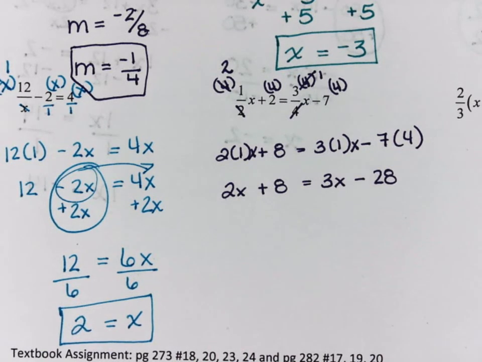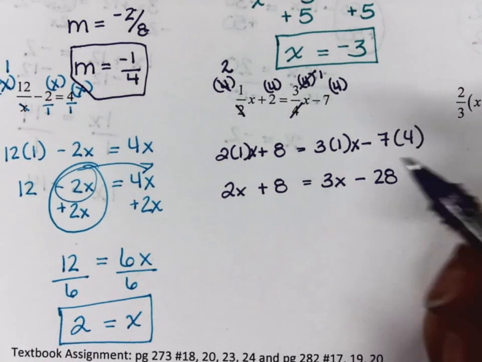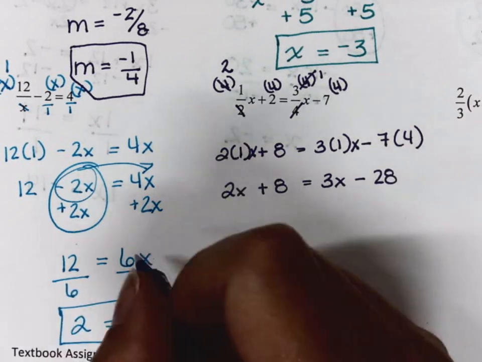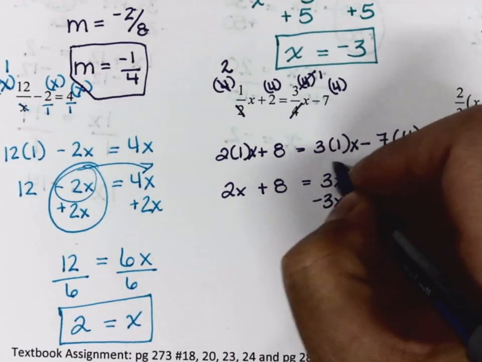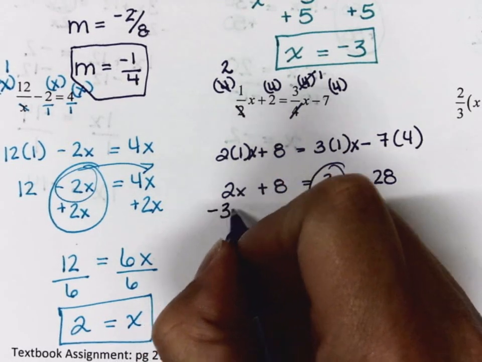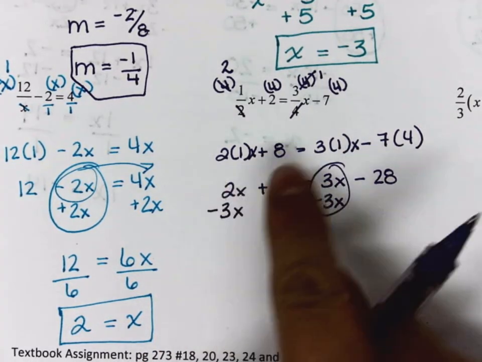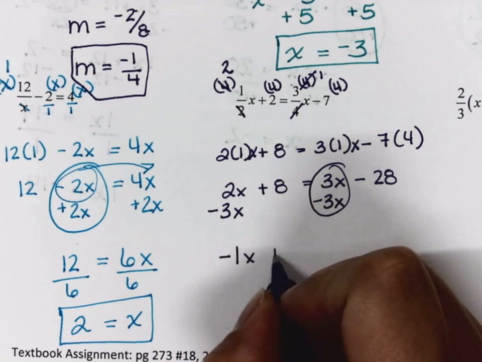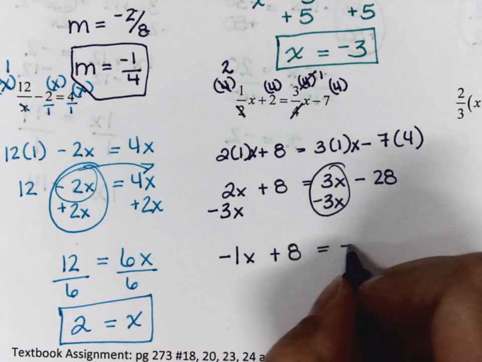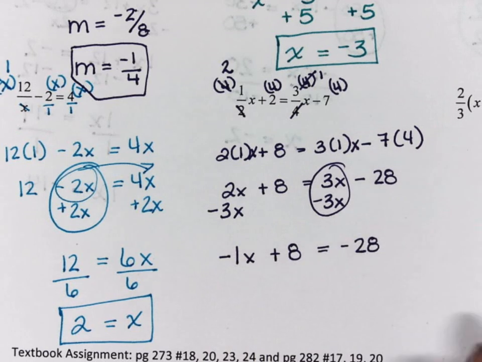So now it's just your regular old algebra. It's a really good strategy to get rid of the denominators if you can. That is a really good strategy. So like I said, I like to bring my x's to the left-hand side. So I'm going to minus 3x. That's going to give me 0, but I have to minus 3x. And again, I'm stacking them under the like terms. So I'm going to be left with negative 1x plus 8 equals a negative 28.